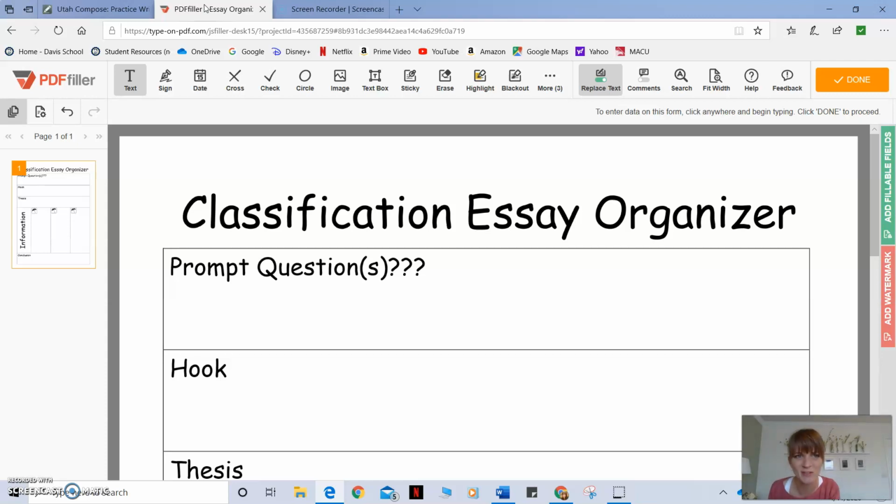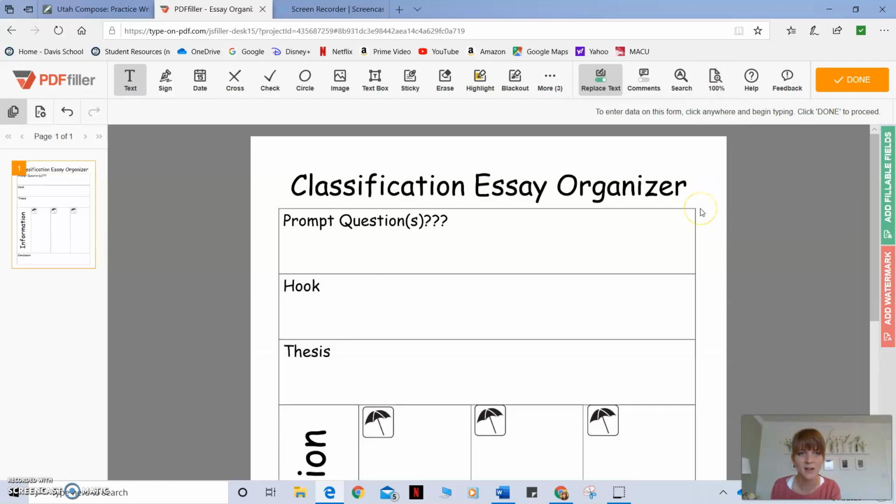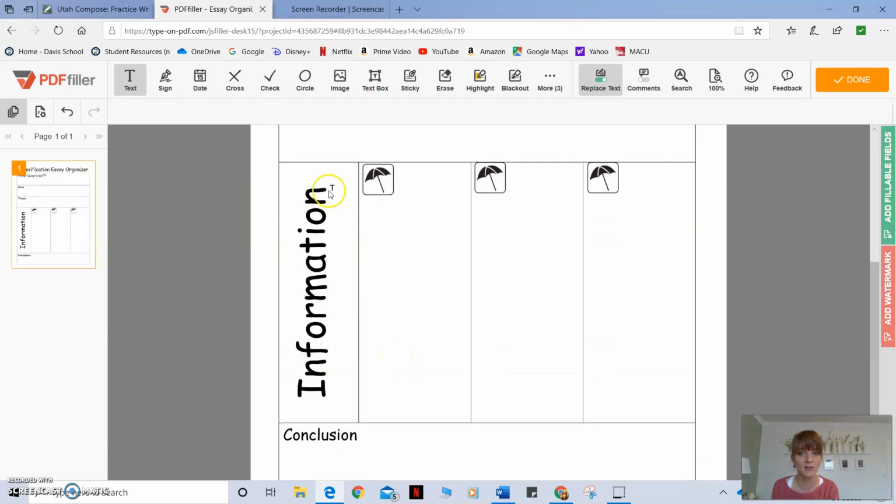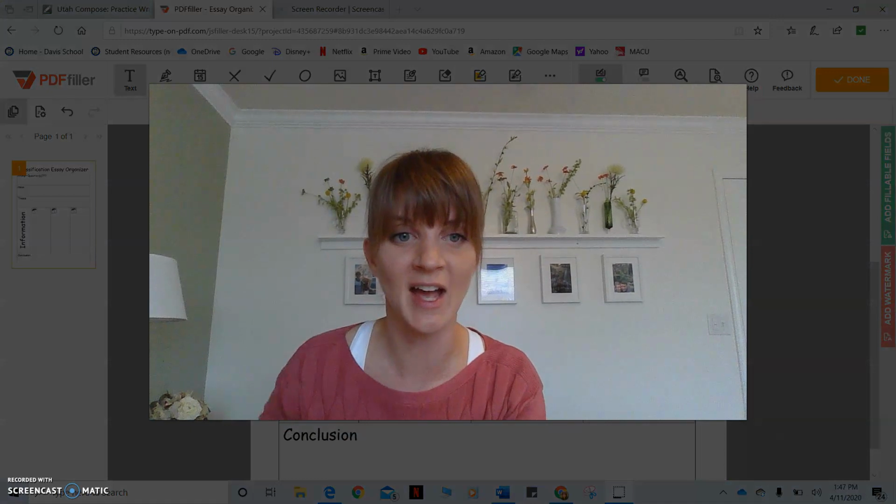Let me see if I can show it to you differently. Fit width, maybe at 100%. Close enough. Can you guys see that? There you've got your title at the top, your prompt questions, then your hook, then your thesis, your information, and your conclusion. Let's review that real fast, guys.